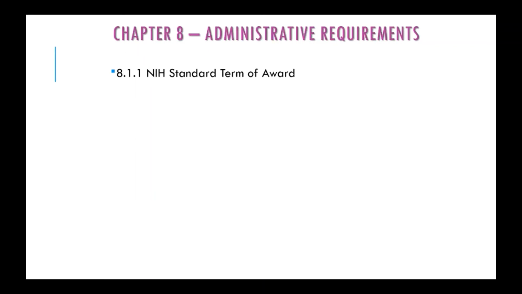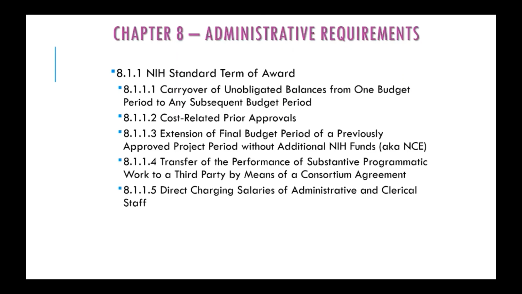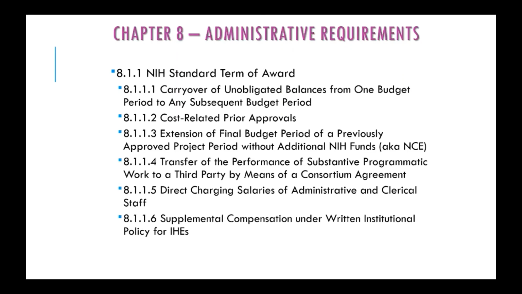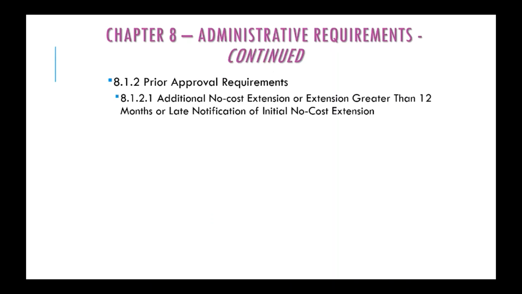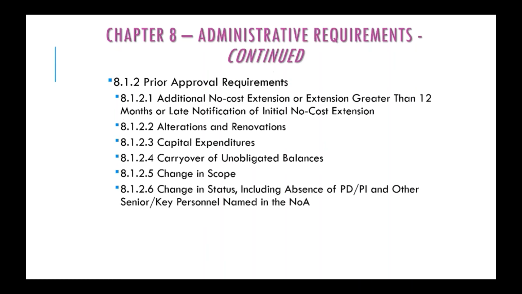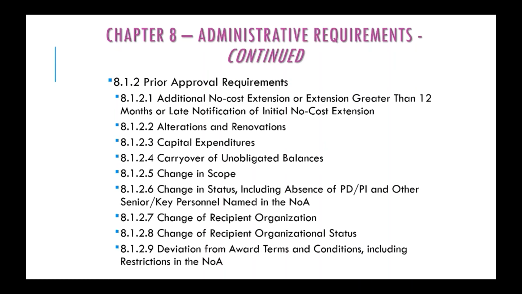All right, click this several times. Section 8 has the various administrative requirements, both the items that are standard terms of award that are part of every grant, like cost-related prior approvals. Next slide, please. And as well, the prior approval requirements, the 17 different things that step through and have items that require prior approval before you can proceed. Go ahead to the next slide.